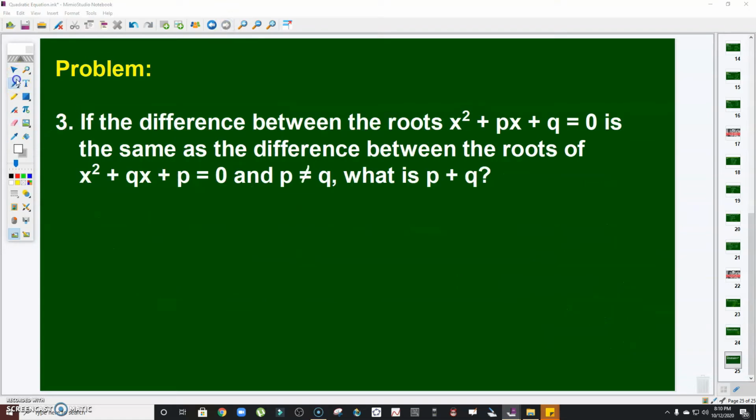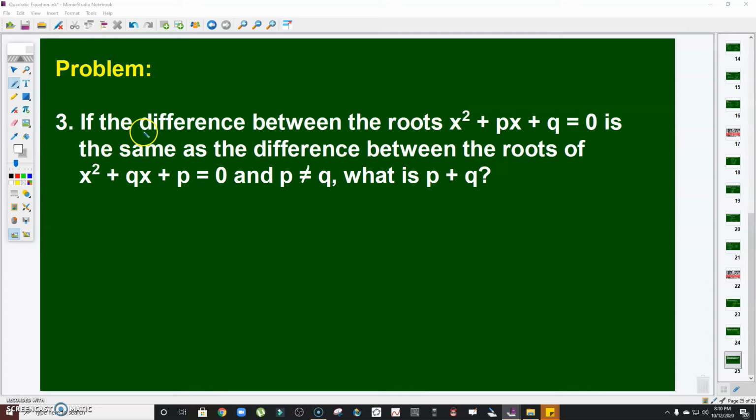Okay, so, if the difference between the roots of x squared plus px plus q equals 0 is the same as the difference between the roots of x squared plus qx plus p equals 0, and p is not equal to q, what is the value of p plus q? Okay, now, difference of the roots. Definitely, di natin ito mapafactor, okay? Because these are literal coefficients. We cannot extract the roots. So, therefore, quadratic formula tayo.